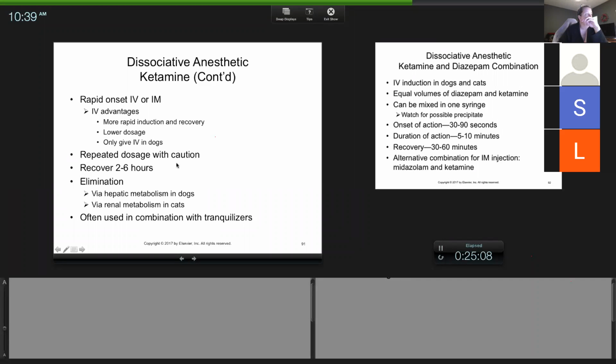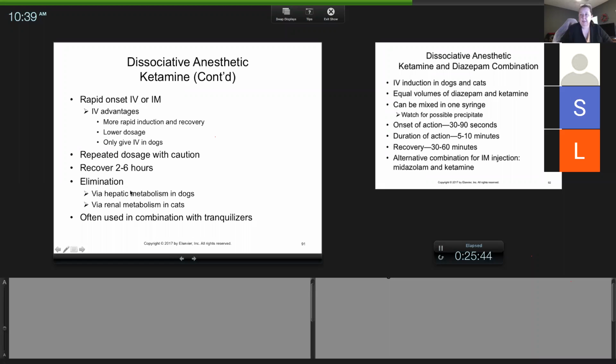One thing here, repeated dosage with caution. This accumulates in the tissues. It's not like the other drugs I talked about. When you give a second dose and a third dose, remember, it's not going to increase your depth of anesthesia. It's going to increase your length of anesthesia. So you want to use it with caution. And recovery can take 2 to 6 hours. It just depends on the dose you gave and what you gave it with.